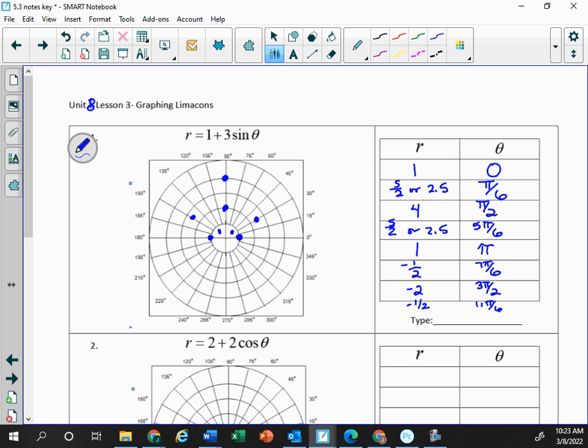All right. This type is called an inner loop limacon. Okay. Let me show you what the graph looks like. It is definitely different. The pole is not graphed on here, but the inner loop does connect through the pole, so you can always throw that little dot in there if you want. Makes it look even more like a face in the middle.